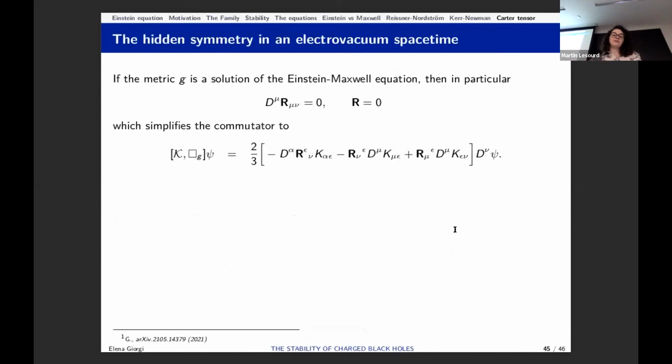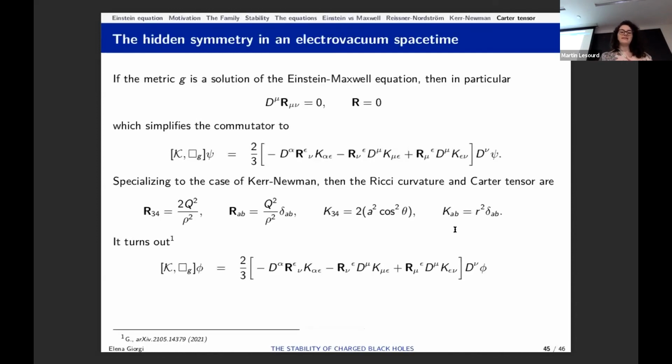So what if you're a solution of the Einstein-Maxwell equations? Maybe this is zero. Well, no, this is non-zero in general. You still have some simplification because the Ricci scalar is 0 and the divergence of Ricci is 0, but you still have some commutator.